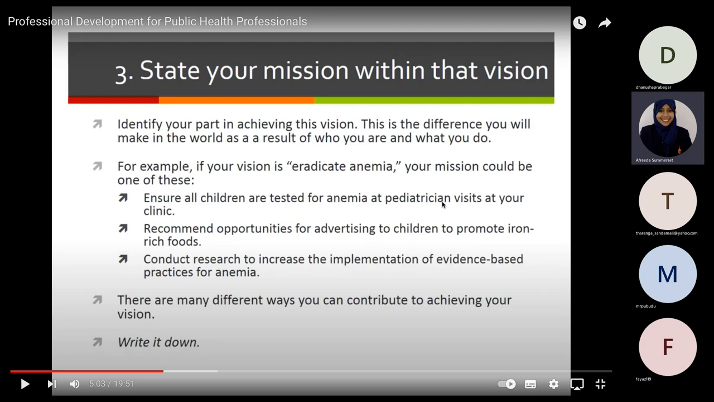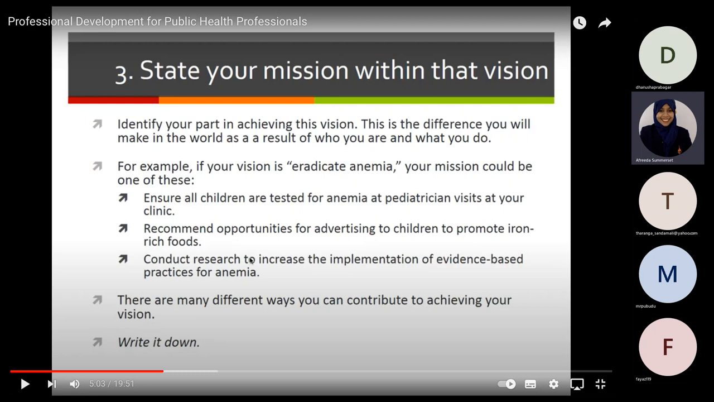So for example, if a doctor has a vision to eradicate anemia, to eradicate this blood-borne disease, that doctor's mission first is to test every child who has anemia. Second, he can suggest to the children who have anemia, why don't you take food that has a lot of iron, like dates, like fish, like egg, you know.